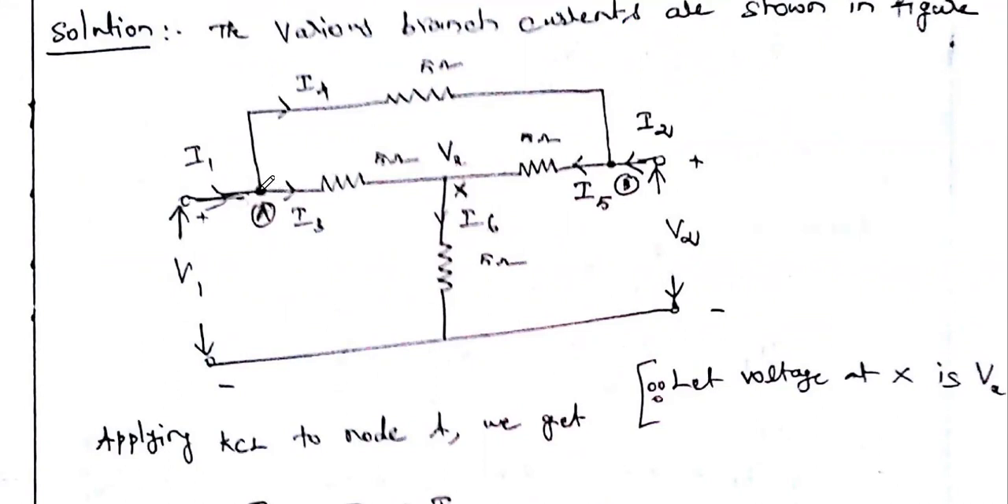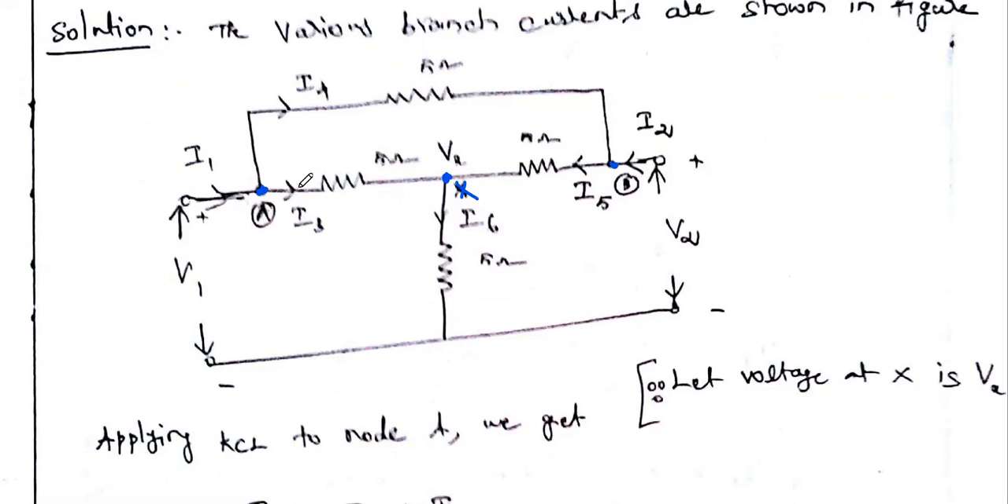Take this as node A. This is one node and this is another node, and this node we take as the reference node. This node you take as A, this node as B, and the center node as X. Let the voltage at node A be V1, the voltage at node B be V2, and the voltage at node X be Vx.